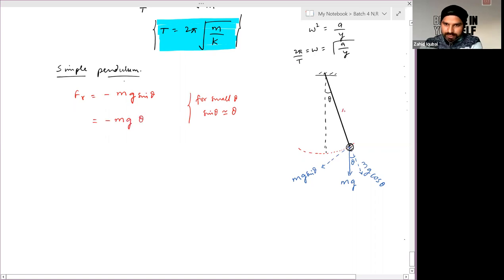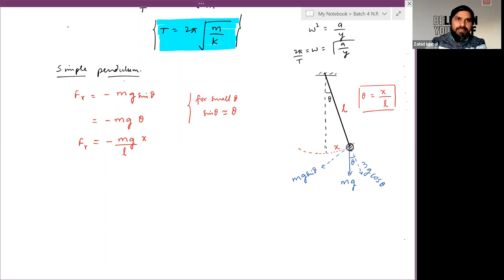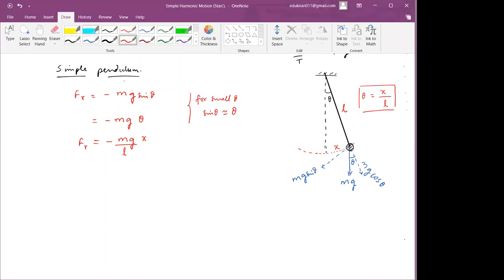Now, let's say the length of this string is L and the displacement from the mean position to this point is x. So theta equals length of arc by radius. Now, if you substitute the value of theta as x by L in this expression, you will get minus mg x divided by L equals the restoring force. Is it clear? Yes, sir.